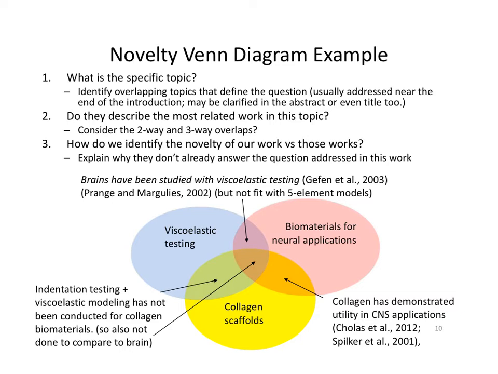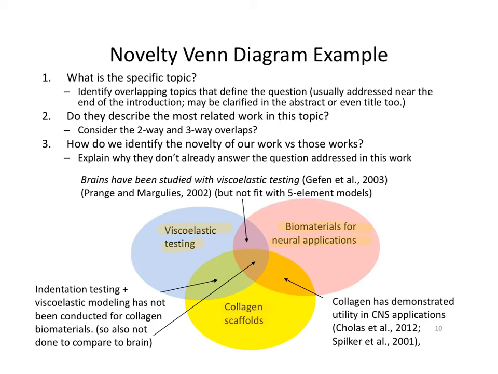These are usually addressed near the end of the introduction, although they might be addressed as the focus narrows. In this case, we notice that we have viscoelastic testing, biomaterials for neural applications, and collagen scaffolds. Let's pull out these things and look at the intersection of these. We would then ask, does the article describe the most related work on this topic?